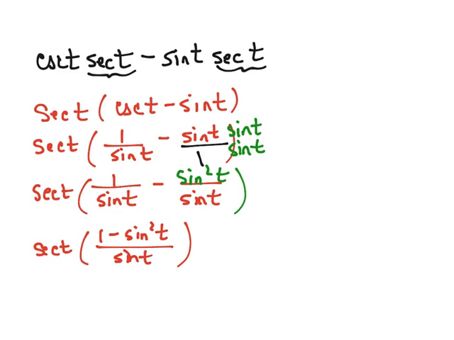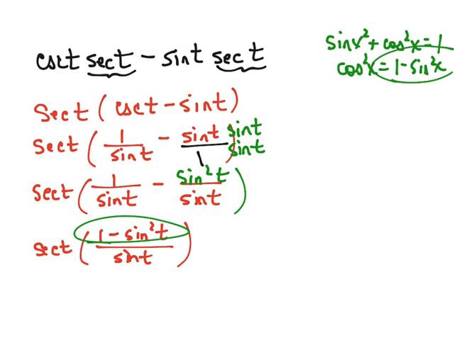And then if you'll recall our Pythagorean identity that says sine squared plus cosine squared equals 1. So that means that a cosine squared is the same thing as 1 minus a sine squared. You need to not only learn the identities, but be able to rearrange them to use them in our problems. So 1 minus sine squared is the same thing as cosine squared.